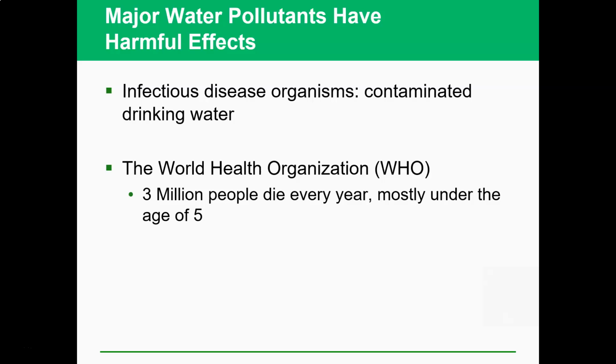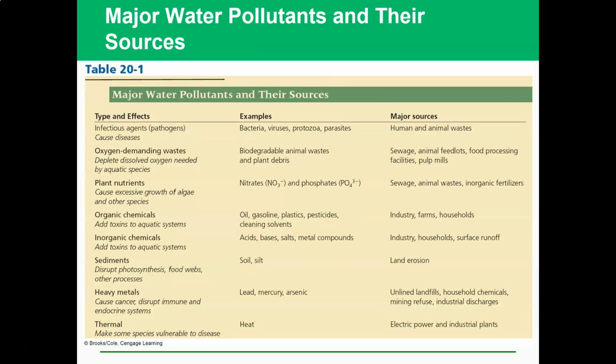Major water pollutants do have harmful effects. So what are the major water pollutants and what do they do? 3 million people die every year, mostly under the age of 5, from waterborne illnesses. And infectious disease organisms can contaminate your drinking water and cause major issues. And you can see some of the stuff here that we have, the different types of water pollutants.